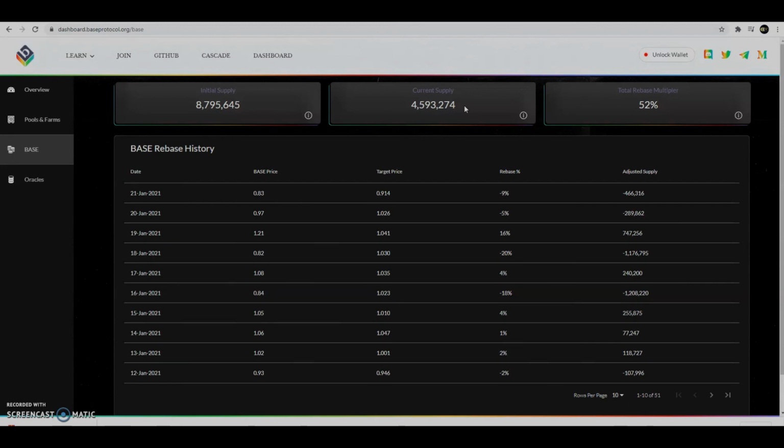So this is definitely one of my favorite crypto projects in this space, guys. And I hope my explanation helped you in deciphering what's happening with the dashboard.